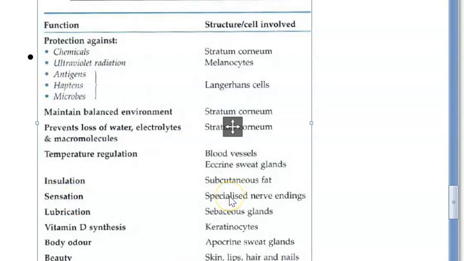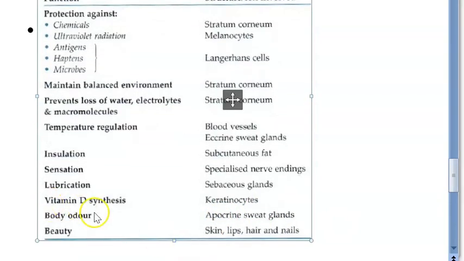Sensation: we told you pain, specialized nerve endings will be there. Then you have the Meissner's corpuscles and the Pacini for touch and pressure. Then you have the Merkel cells also. Then lubrication happens because of the sweat and sebaceous glands. Vitamin D synthesis, we told you, happens because of conversion of cholesterol into calciol in the skin with the help of UV light. That will be done in the keratinocytes.